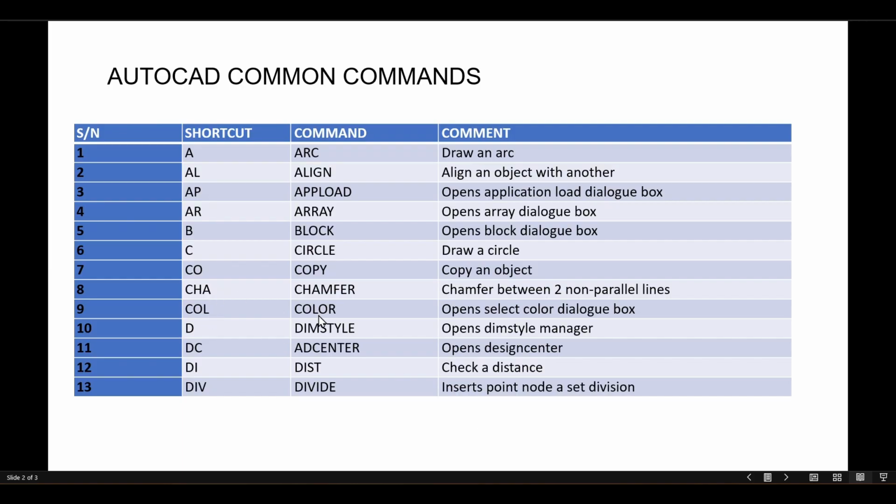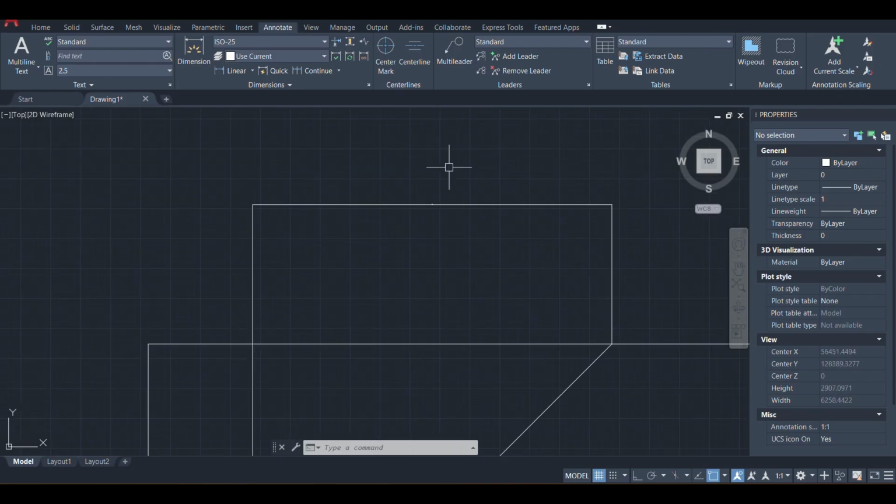Number 10, Dim Style Command. Shortcut is D. This command is to open the Dim Style Manager and to edit and set up the measurement styles.